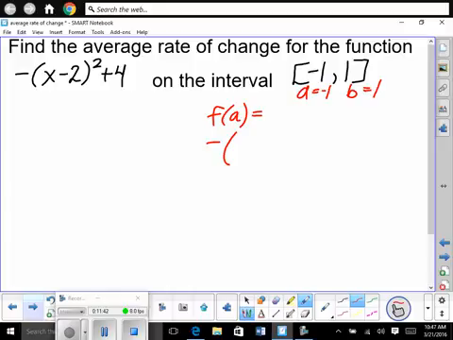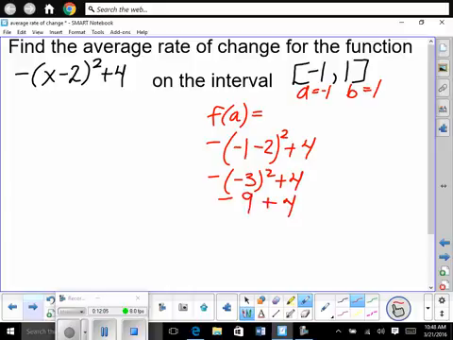So we have negative, parentheses, negative 1 minus 2 squared plus 4. You've got to type it into your calculator exactly as such. Okay? So we have a negative in front. That's negative 3 squared plus 4. So negative 3 squared is positive 9, right? So 9, then this minus in front is right there, plus 4. So we should have got negative 5. Did we get negative 5? Yes. So f of a is negative 5.